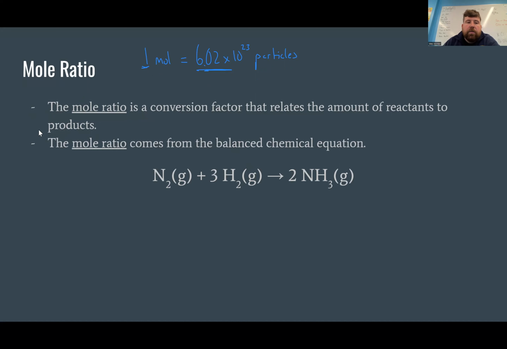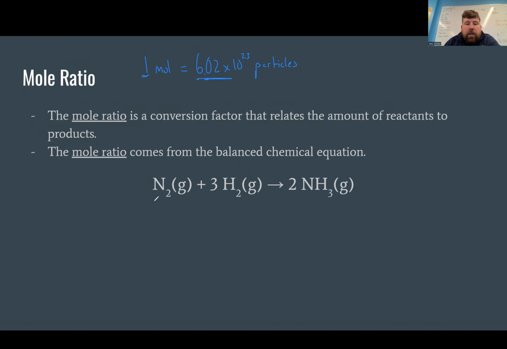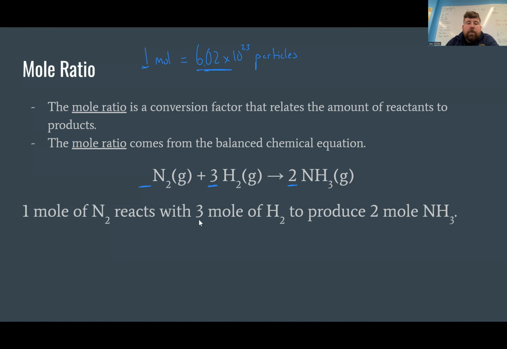So let's go ahead and check out this reaction here. Once again, the key pieces for this reaction are the coefficients. So 1 N2 plus 3 H2 yields 2 NH3. When I'm looking at this, I know that 1 mole of N2 reacts with 3 moles of H2 to produce 2 moles of NH3.